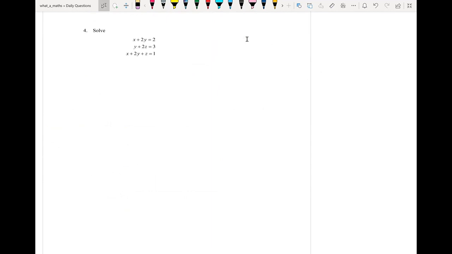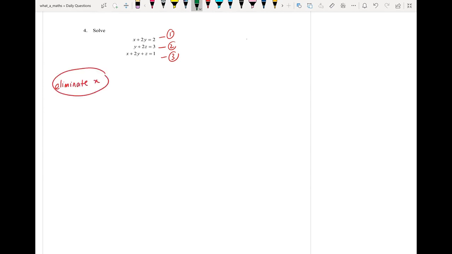Now for question number 4, we have 3 linear variables. And to find the variables x, y, and z, I have to do simultaneous equations. So first of all, what I'm going to do is name them. This is equation 1, equation 2, and equation 3. And then I determine which one I want to eliminate. So over here, I've decided to eliminate my x. So my objective is to eliminate x.